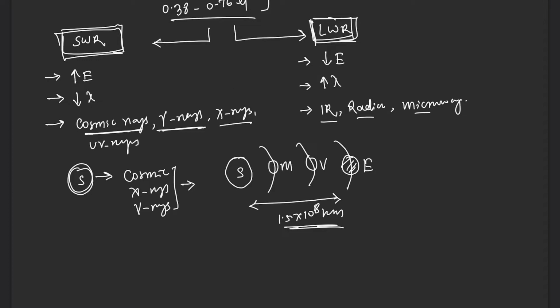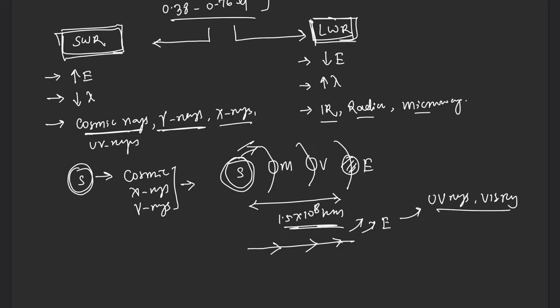Whatever radiation is coming from the sun, cosmic radiation, X-rays, gamma rays, while traveling such a huge distance, 1.5 into 10 to the power 8 kilometers, these radiations lose certain energy to their surroundings, the atmosphere or space, and they convert from extreme short wave radiation to UV rays and visible rays, right?